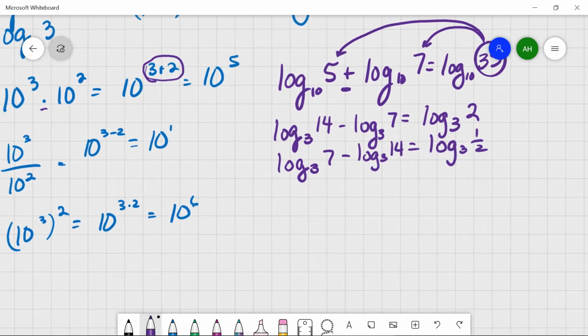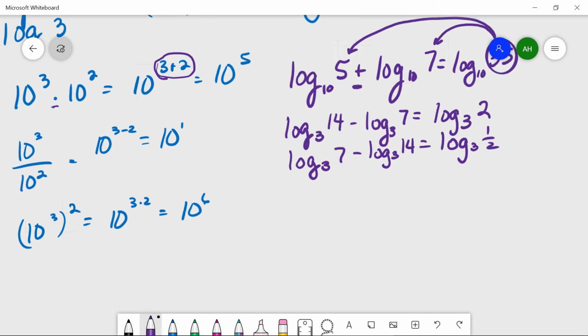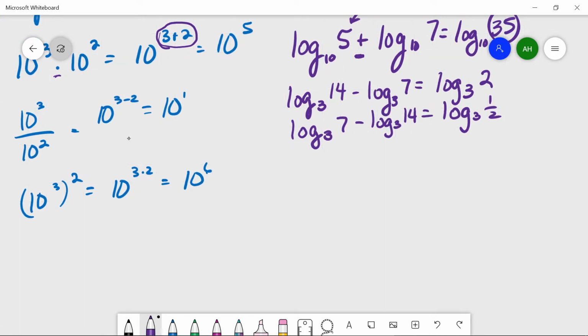All right, so let's look down here one more. If my logs are going to be multiplied by a constant or a variable, the argument is raised to that power. I'm going to write this out for just a second. Actually, let me show you. I'll show you an example and then we'll write it out. Okay, so if I have 4 times log base 4 of 100, this is going to be log base 4 of 100 to the 4th.